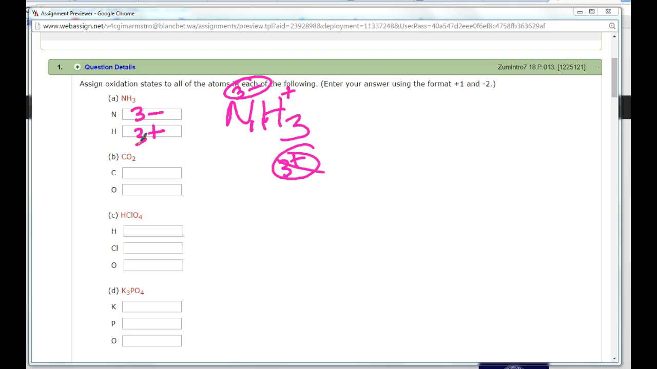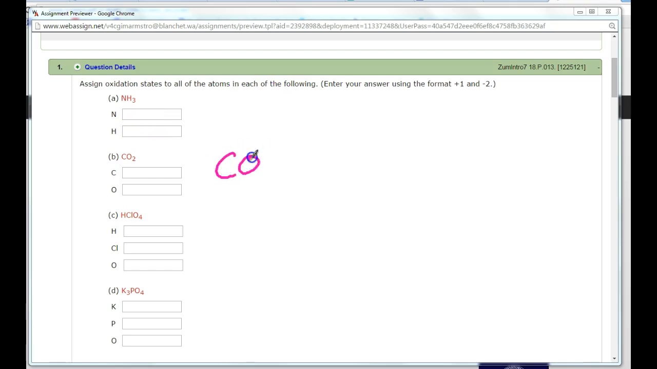Now let's look at the next one. CO2. In most cases, oxygen's a 2 minus, so 2 times 2 is a minus 4, and you have 1 carbon, so carbon must be a plus 4. So a plus 4 would cancel a minus 4. So we have plus 4 and minus 2. Moving right along.